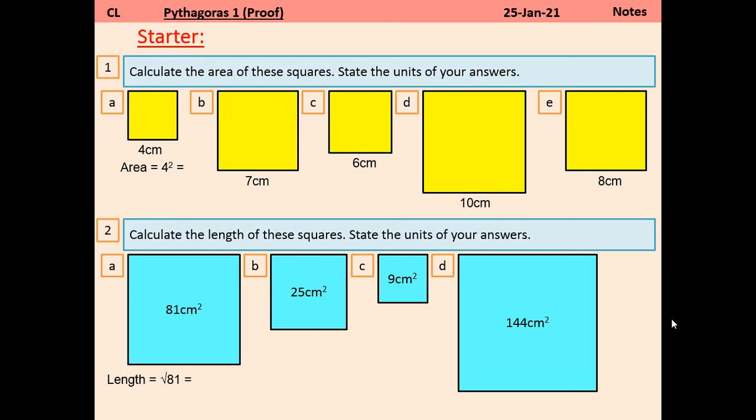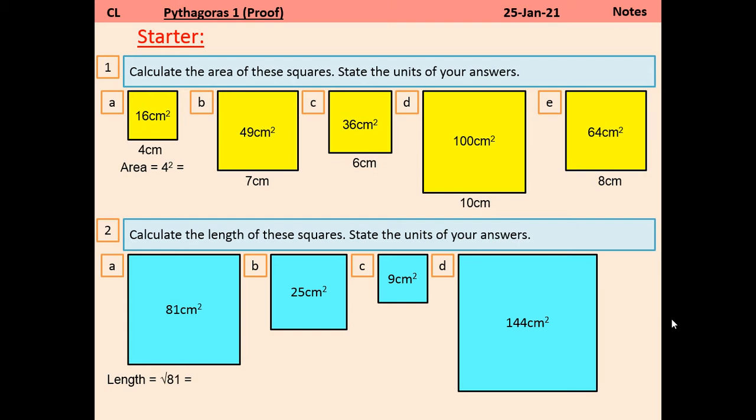Okay, let's just quickly go through the answers. So the first one is 4 squared, okay, because length times width, 4 times 4 gives me 16. So the first one is 16 centimeters squared. Remember to write down your units. Next one is 7 squared, 49, 6 squared, 36, 10 squared, 100, 8 squared, 64.